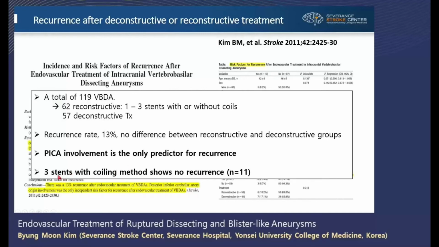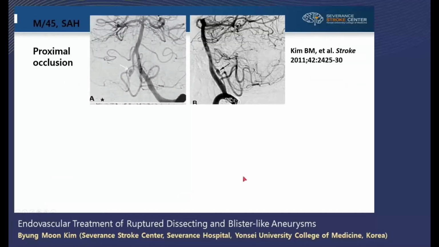Furthermore, the 3 stents with coiling method shows no recurrence. This series includes 11 cases. This is, for example, a ruptured dissecting aneurysm, and the PICA origin arises from the dissecting aneurysm sac. After proximal coil occlusion, this is the lateral image.